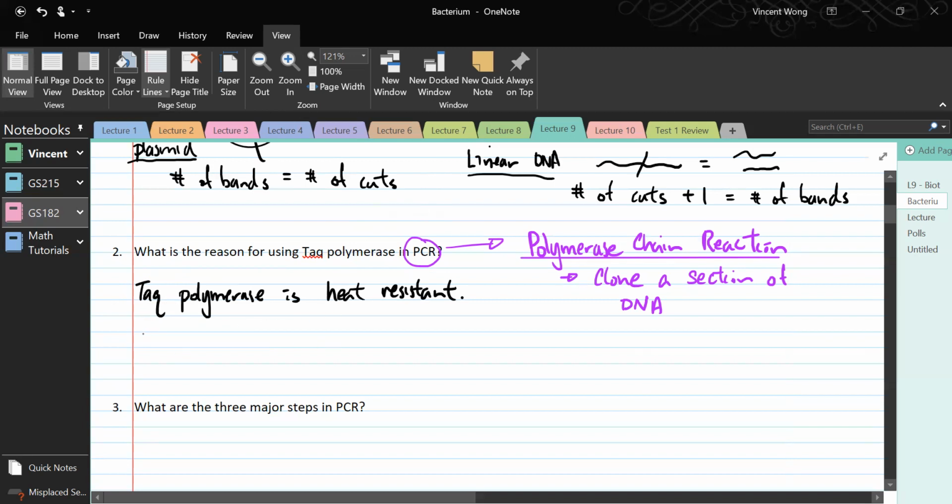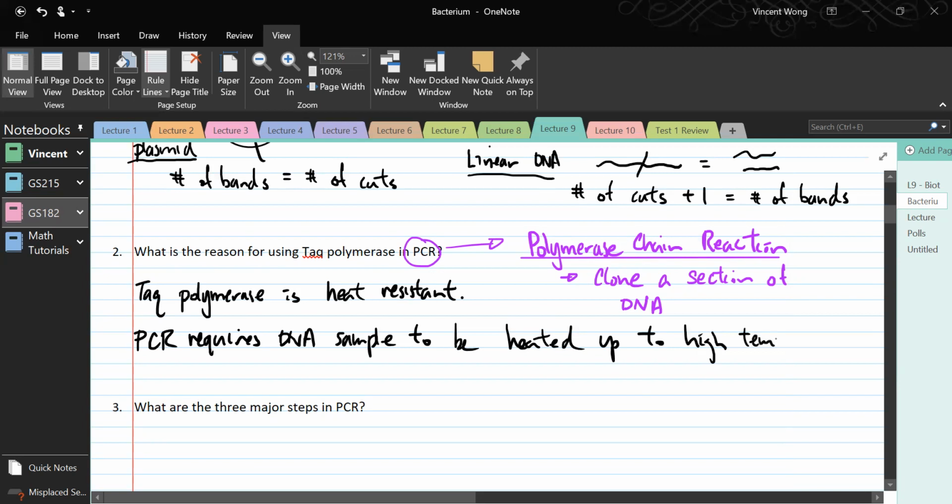Well, because as part of the PCR procedure, the PCR steps require the DNA sample to be heated up to high temperatures, around 70 degrees to 90 degrees, depending on the sequence that you're trying to amplify. And so if you use normal polymerase that we have in the body, they would totally break down at that temperature range. Okay, so that's why we need the Taq polymerase.